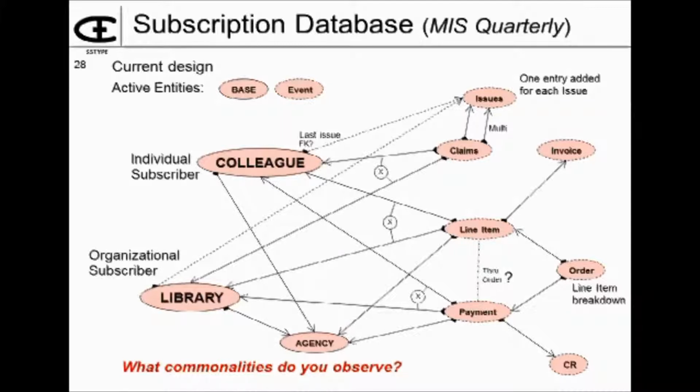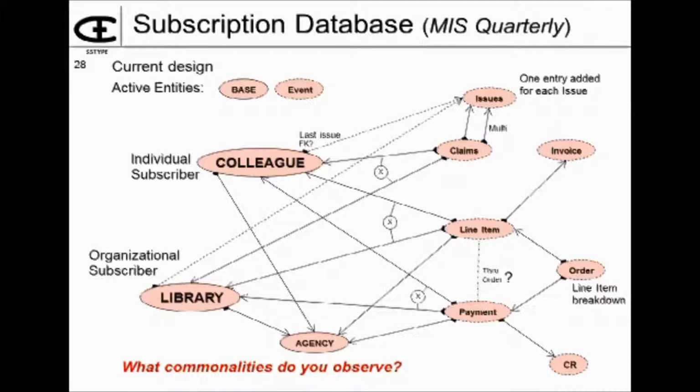It's not important how those are defined, but you'll notice that colleague relates to claims, line items, and payments, and so does library, and in fact, so does agency. An agency serves as an intermediary between libraries and publisher. Libraries would go and say to the agency, get me all of these subscriptions, and then the agency would apply for the subscriptions for the library. So the library wasn't busy doing it one at a time. Okay, what do you observe?